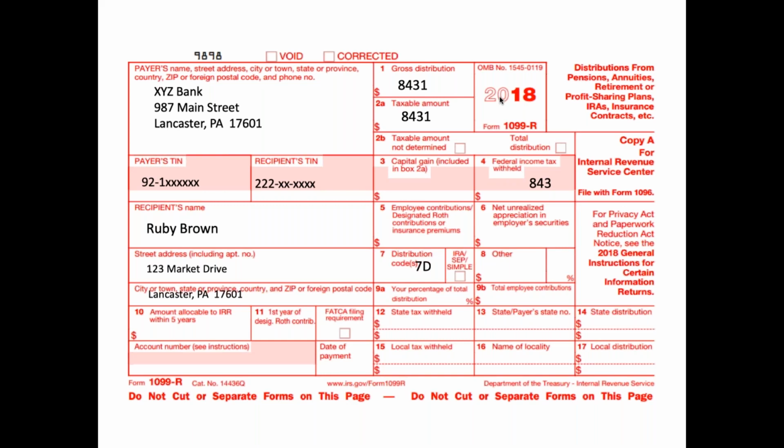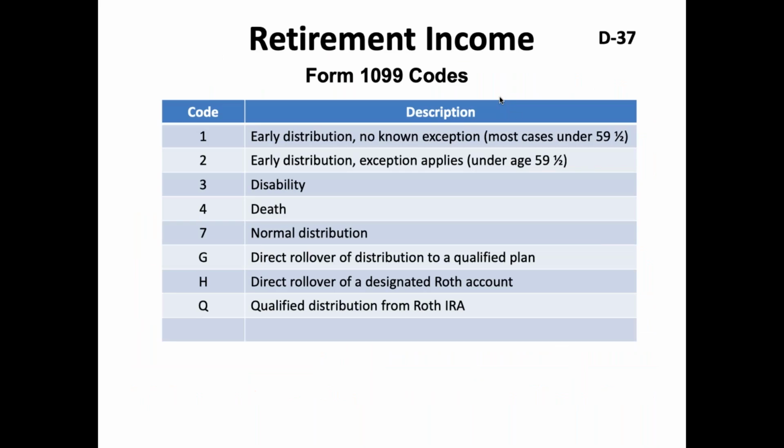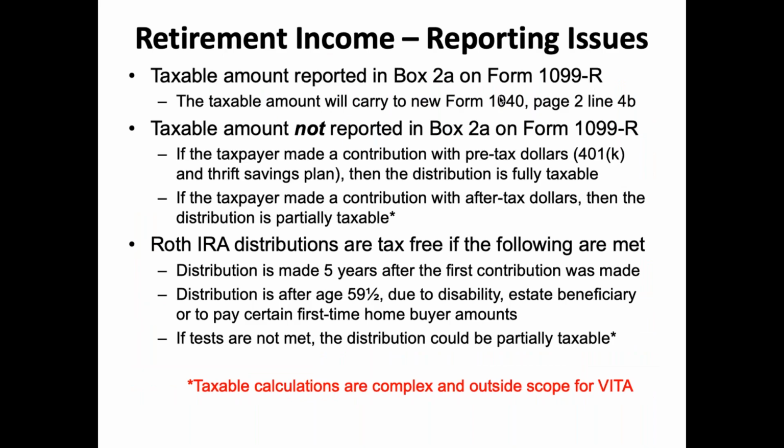So a couple other things we want to talk about: the retirement income. Typically, the amount that we see in box 1 will automatically be carrying over to box 2A. So the taxable amount is going to carry to the Form 1040, page 2, on line 2B, on line 4B. That will be the amount that's going to be shown in box 2A. If there's nothing shown in box 2A, taxpayer will assume whatever's in box 1 should be fully taxable.